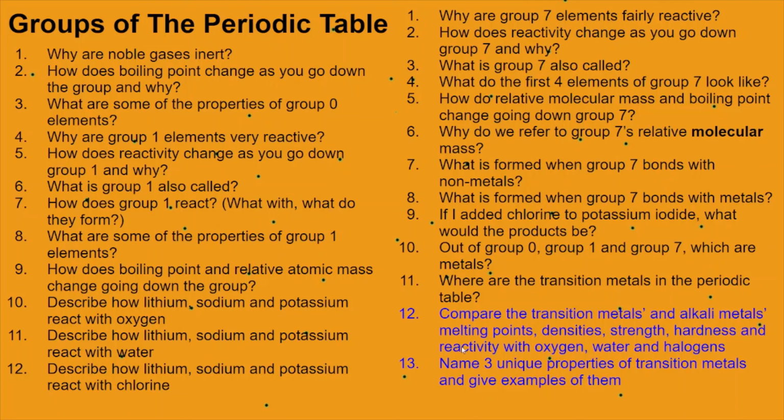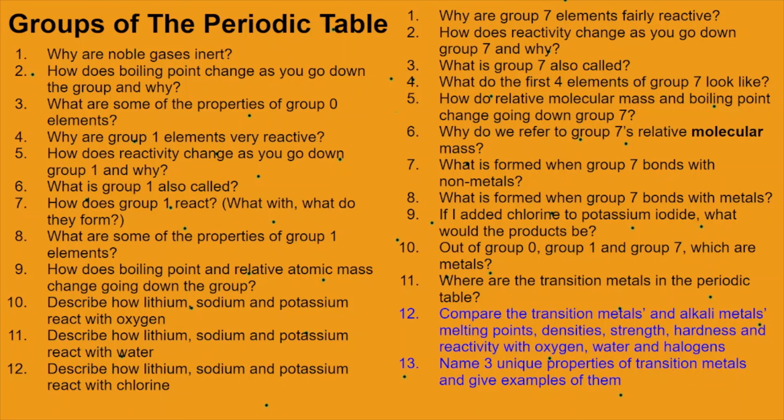It's also less reactive. Remember, Group 1 are more reactive because they only have one electron to lose. The transition metals have more than one. So with oxygen, transition metals react a lot less vigorously. They may not react at all. For example, iron slowly rusts in the presence of oxygen, whereas lithium, that kind of metal oxide layer on the top, forms very quickly. Water, transition metals will react slowly or not at all with it. And with halogens, again, transition metals will react more slowly or not at all.